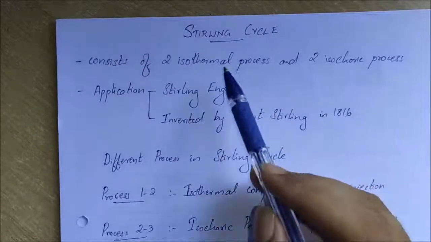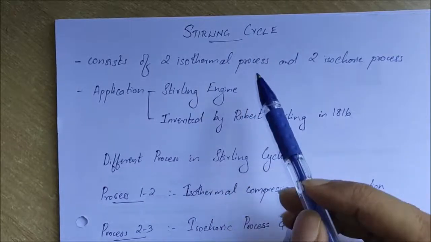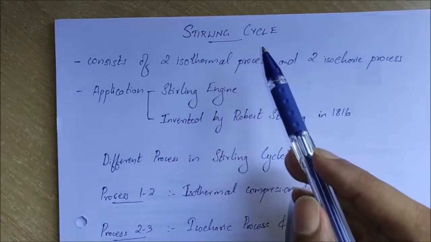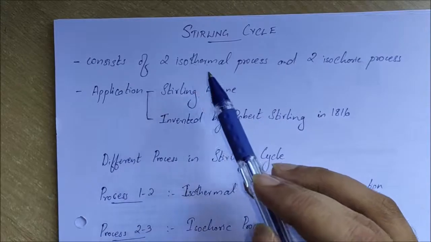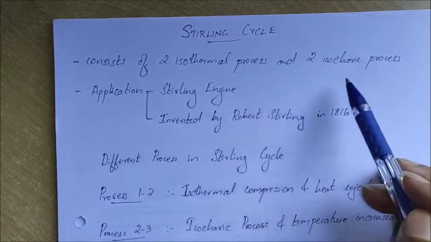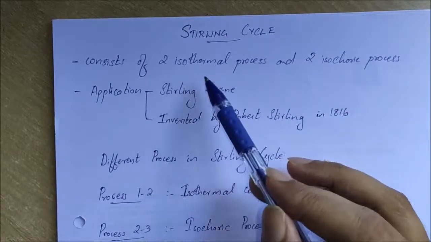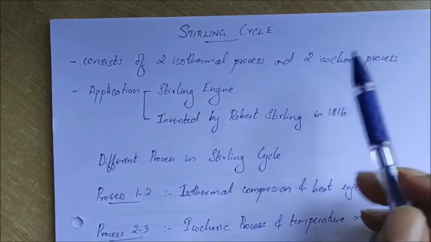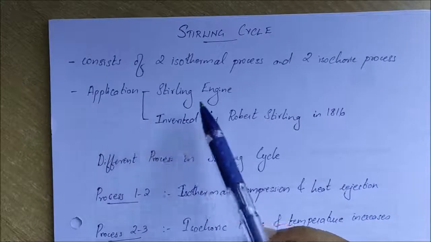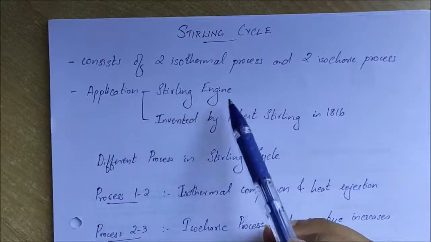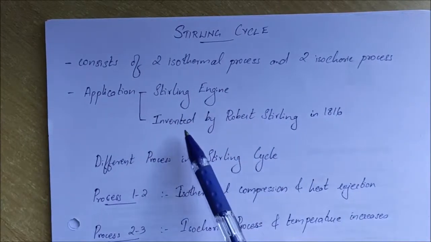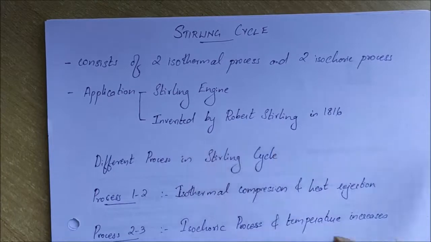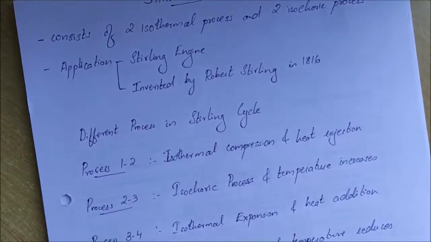Okay, so today we will learn about the Stirling cycle. The Stirling cycle is another gas cycle which consists of two isothermal processes and two isochoric processes. That is, two constant temperature processes as well as two constant volume processes. The application of the Stirling cycle is the Stirling engine, which was invented by Robert Stirling way back in 1816.